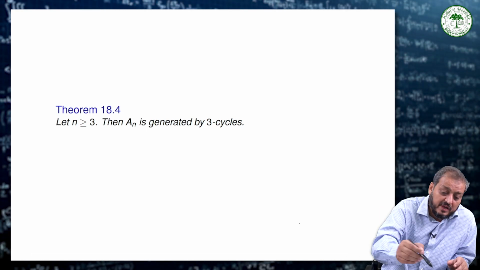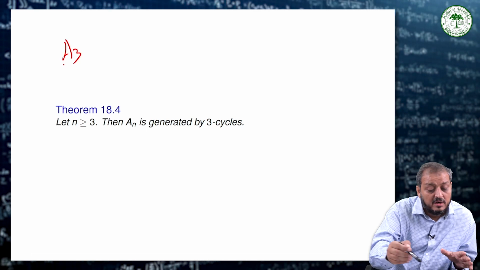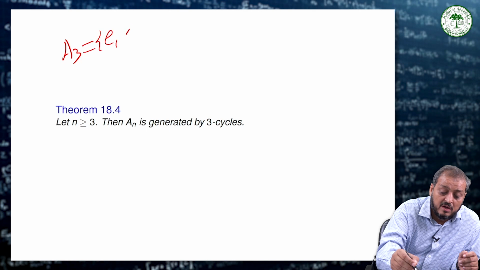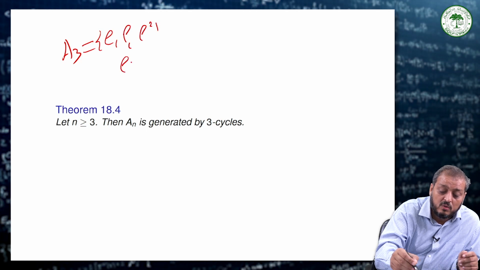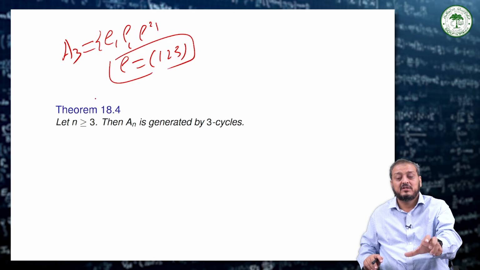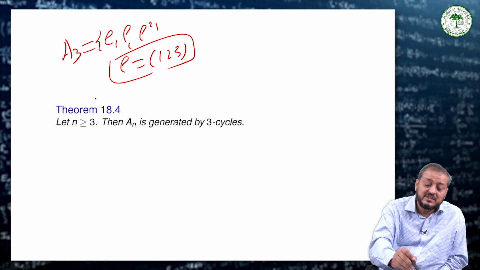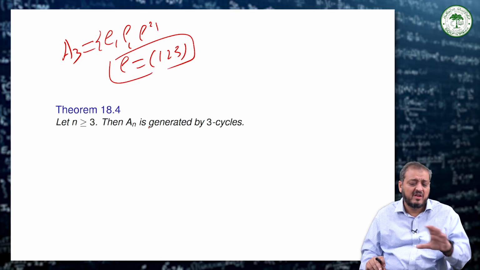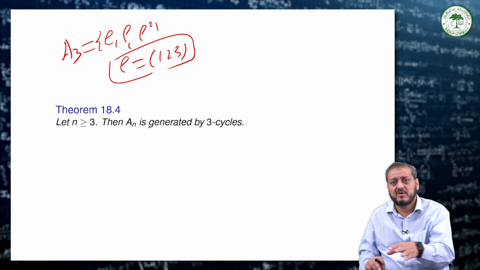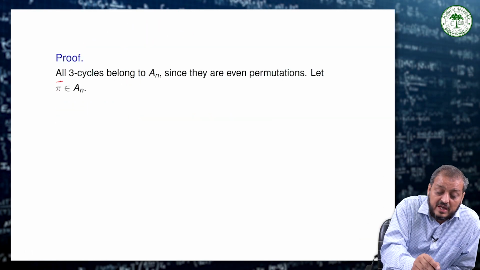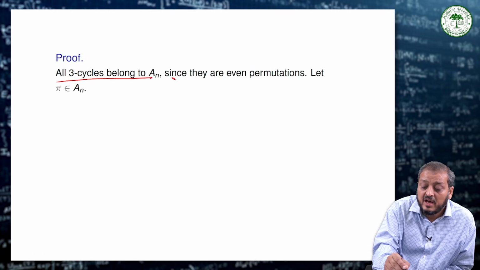If you take A3, you know that A3 is generated by e, rho and rho square, where rho is equal to (1 2 3), and that is a 3 cycle. So in general we say that An is generated by 3 cycles. All the 3 cycles are even permutations, so all 3 cycles belong to An since they are even permutations.